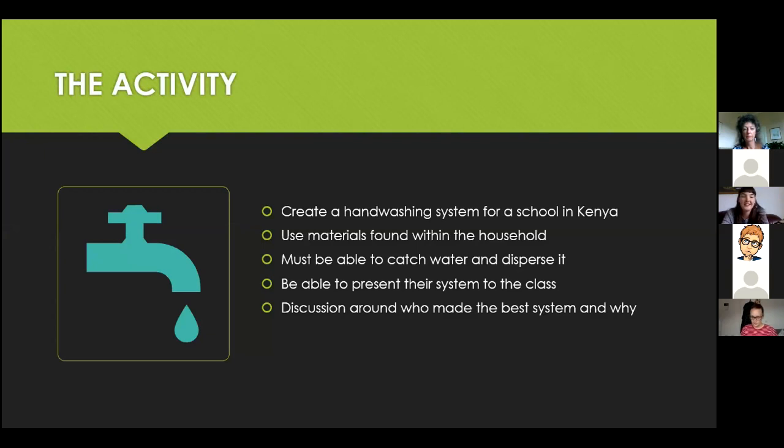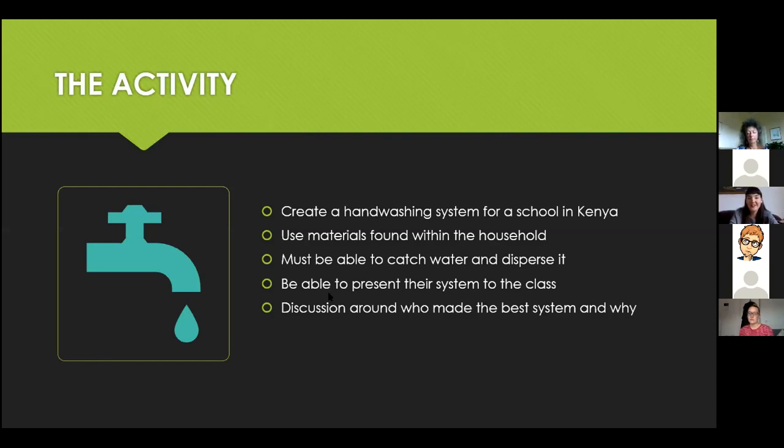The idea is that you have to create a hand washing, sanitizing system for a school based in Kenya. What you have to do is find materials within the household. You're not allowed to buy anything. It's only stuff within the house. You've got to make some kind of system that can catch water and disperse it to create clean water. The systems can be presented and discussed with the class to see who had the best one and why. It's a really good hands-on experience, and a really fun activity.